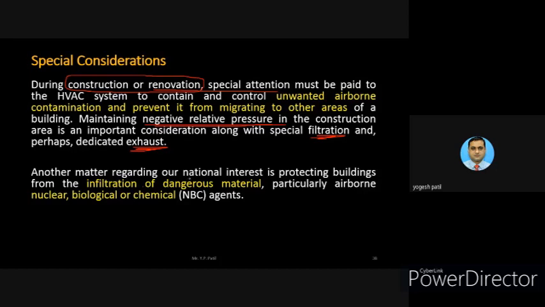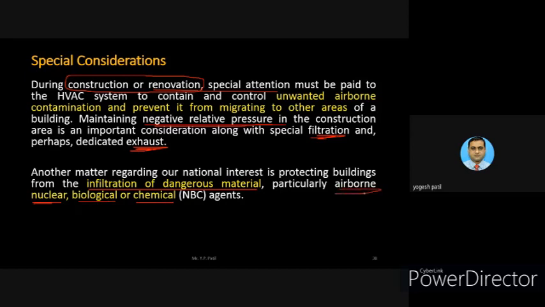Another matter regarding our national interest is protecting buildings from the infiltration of dangerous materials. So what are those dangerous materials? Particularly the airborne nuclear material. Right? Airborne nuclear, biological or chemical. There are three types of airborne threats.